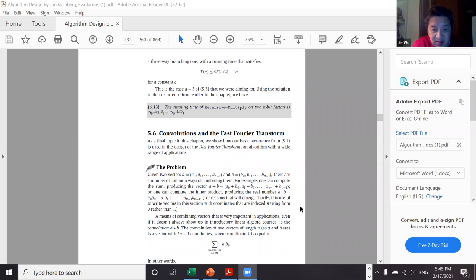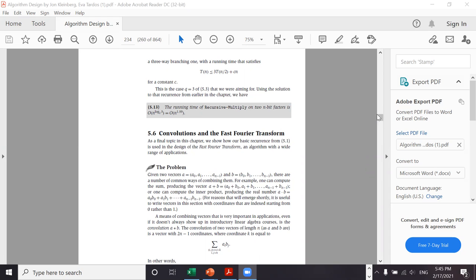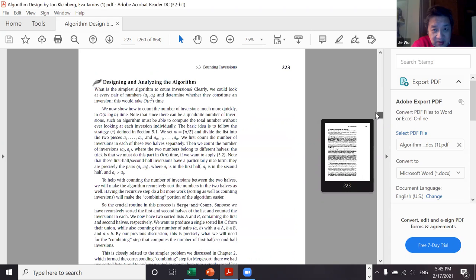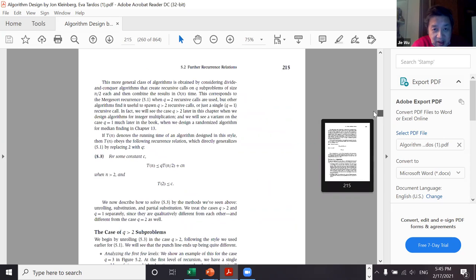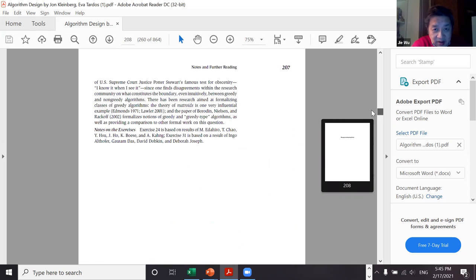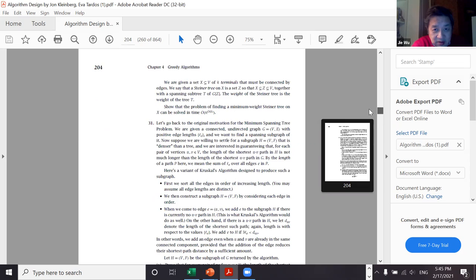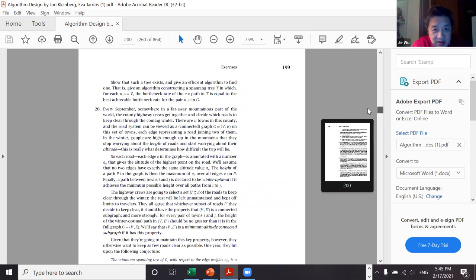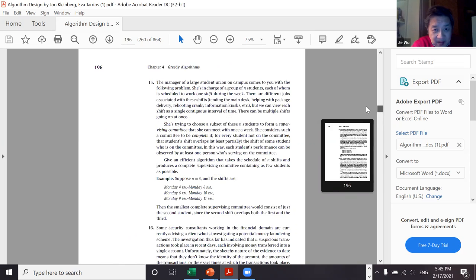Can you see it? So you can see this, right? Yeah. Okay, so let's go to the chapter. By the way, I got the electronic copy of that, so I can show the questions, each question.